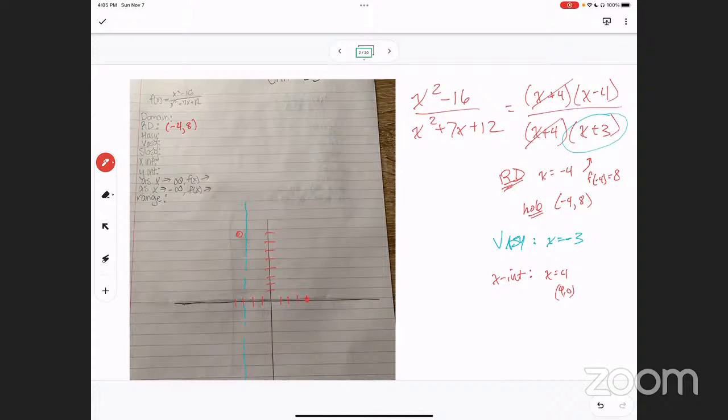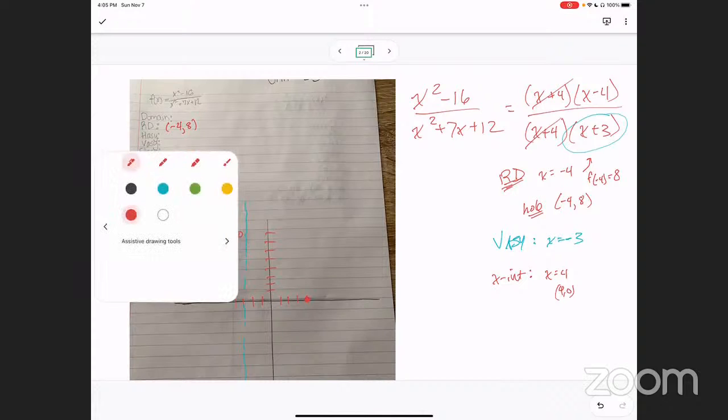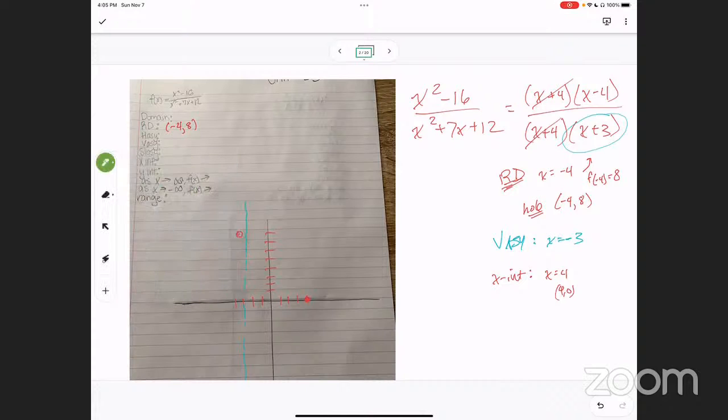My horizontal asymptote, we'll do this one in green. The horizontal asymptote, I find that by looking at the degrees of the numerator and the denominator. I can see that they're the same. So the horizontal asymptote is just the ratio of leading coefficients, which is 1/1. So y equals 1. Can't see that very good. I'll do that in yellow. So there's my horizontal asymptote. There's my vertical asymptote. And that's really all I need to know.